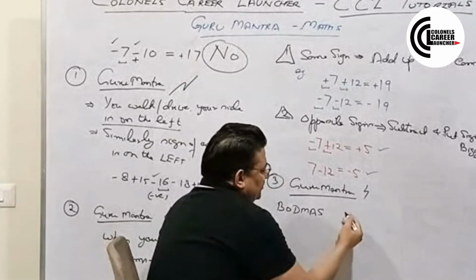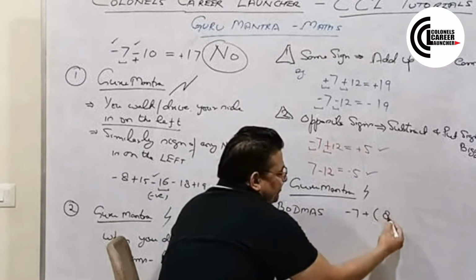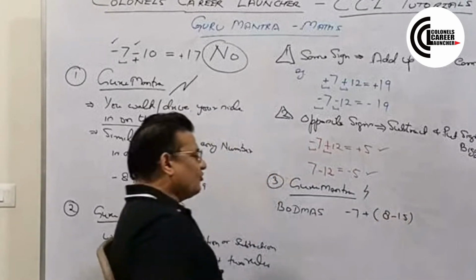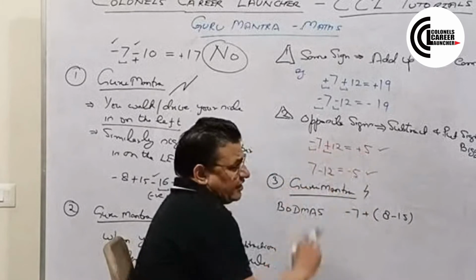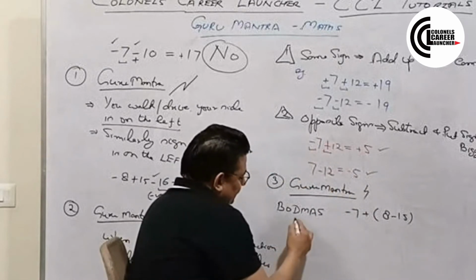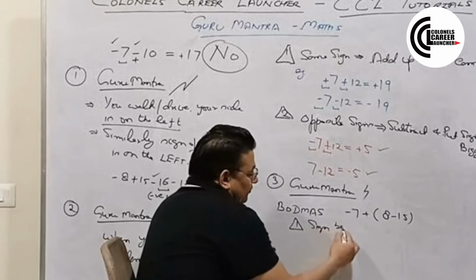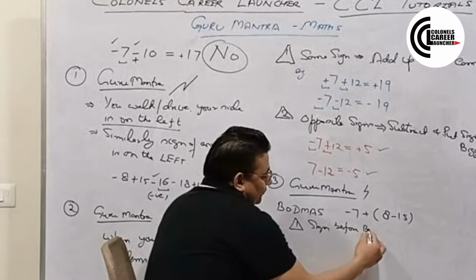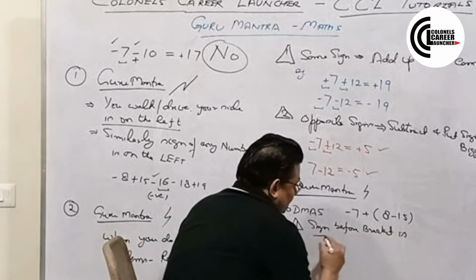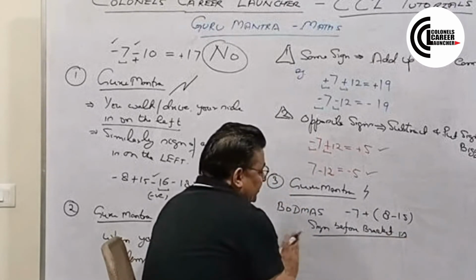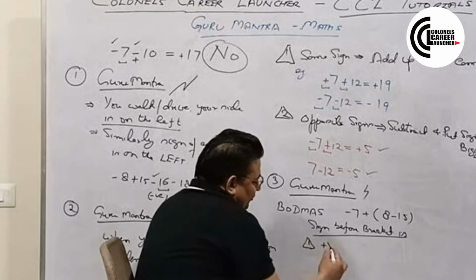Right. So let us take an example here. Minus 7 plus 8 minus 15. Before I go ahead, I have to remove this bracket. Now there are two scenarios, two cases. Like I said, two scenarios. Scenario 1: the sign before the bracket is plus, or positive.